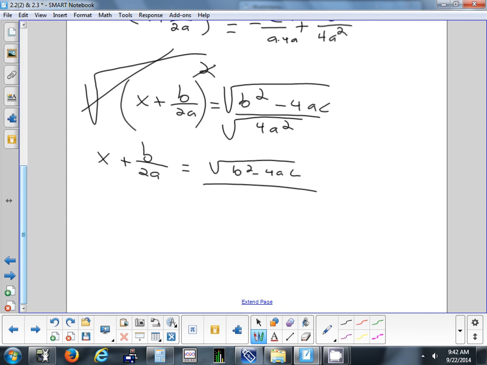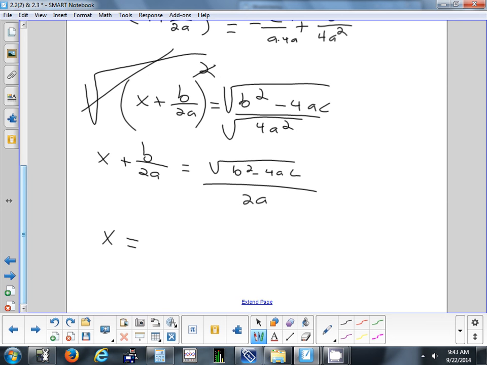But what's the square root of 4a squared? Yeah, 2a. 2a times 2a is 4a squared. And now we pretty much have the formula. We just have to move b over 2a to the other side by subtracting it.